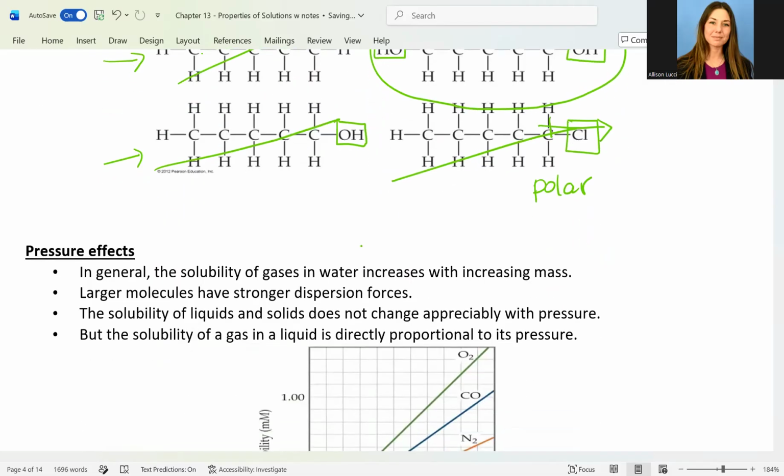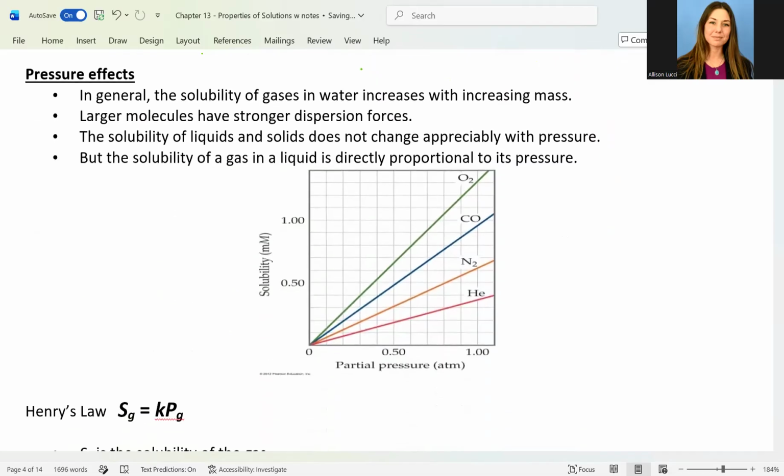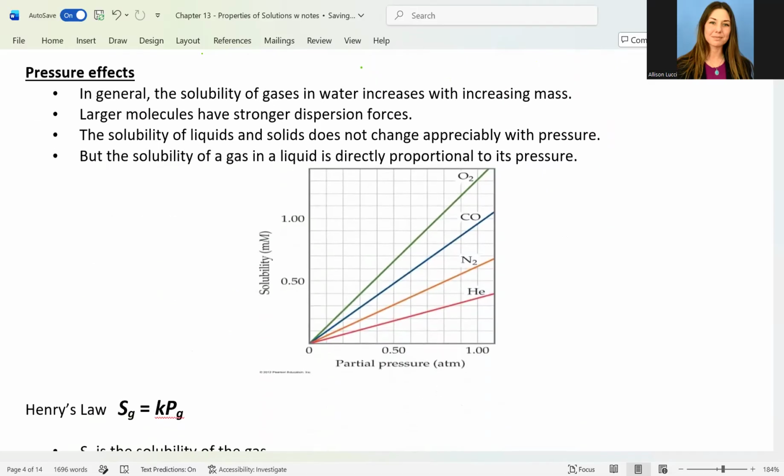So let's take a look at this next section here and see how pressure can affect solubility, mainly the solubility of gases in water. This would increase with increases in pressure. And then in general, we can also see solubility of gases in water would increase with increasing mass. So the heavier the gas molecule, the more soluble it would be.